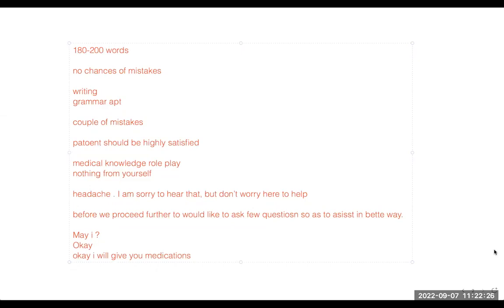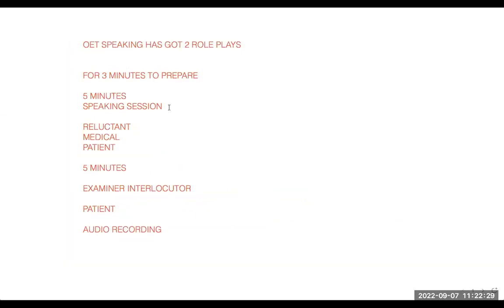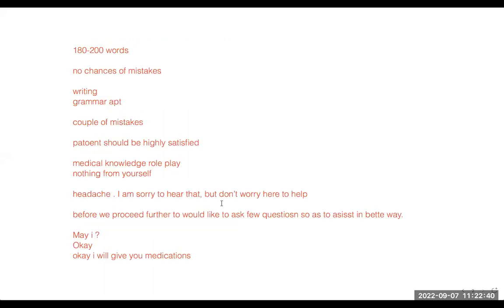So basically, again, Dr. Amy has just entered. So I would like to repeat: 2 role plays, 3 minutes to prepare, 5 minutes to speak. Examiner is just a patient and audio recording would be there. So facial gestures and expressions will not have marks. That means you can see the role play for 5 minutes when you are speaking. You can always look at your role play, so you don't have to speak looking at the examiner's eyes. You can take the help of the role play card anytime, so you don't have to memorize anything as well.